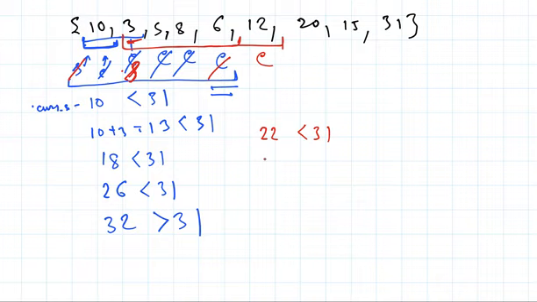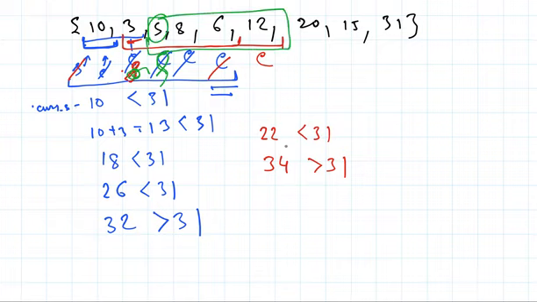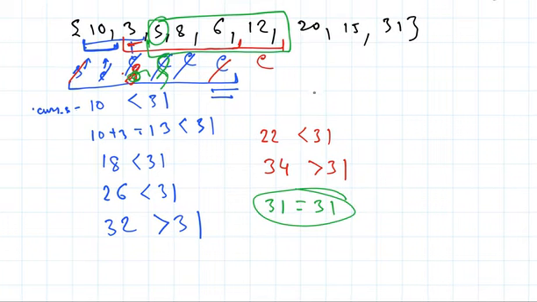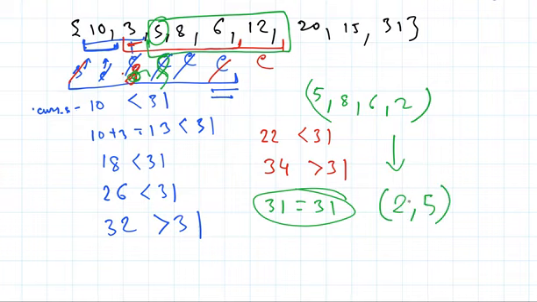So now it becomes 34, again more than 31. So we will move the start pointer here at this point, and our window now becomes this. Now our sum is exactly 31. So we will print these values. So 5, 8, 6, 12. So our program should print 2 to 5, all numbers from 2 to 5.